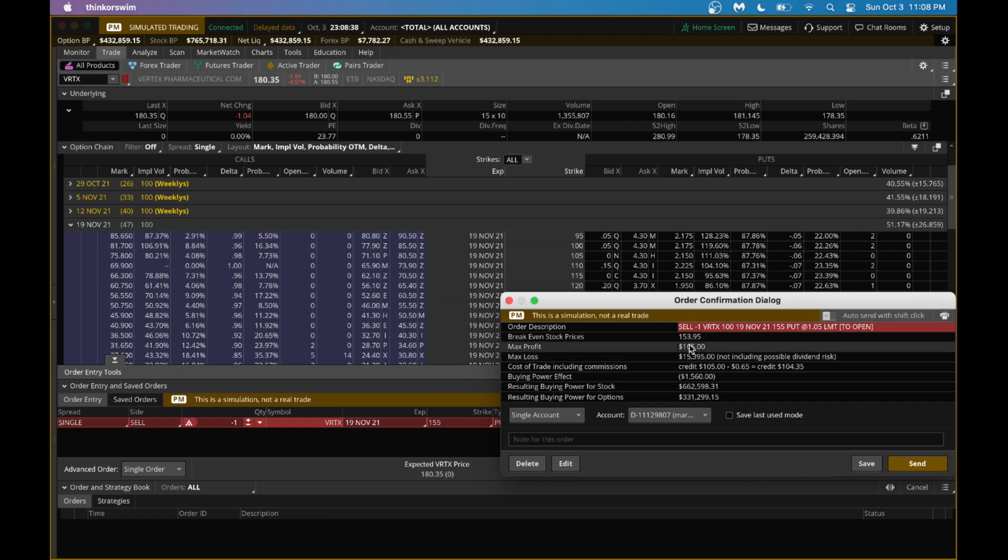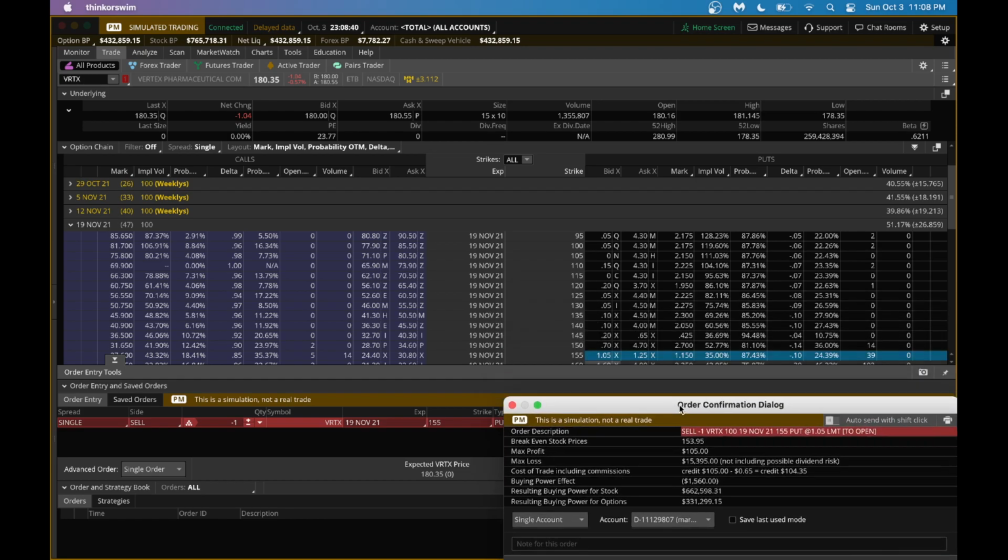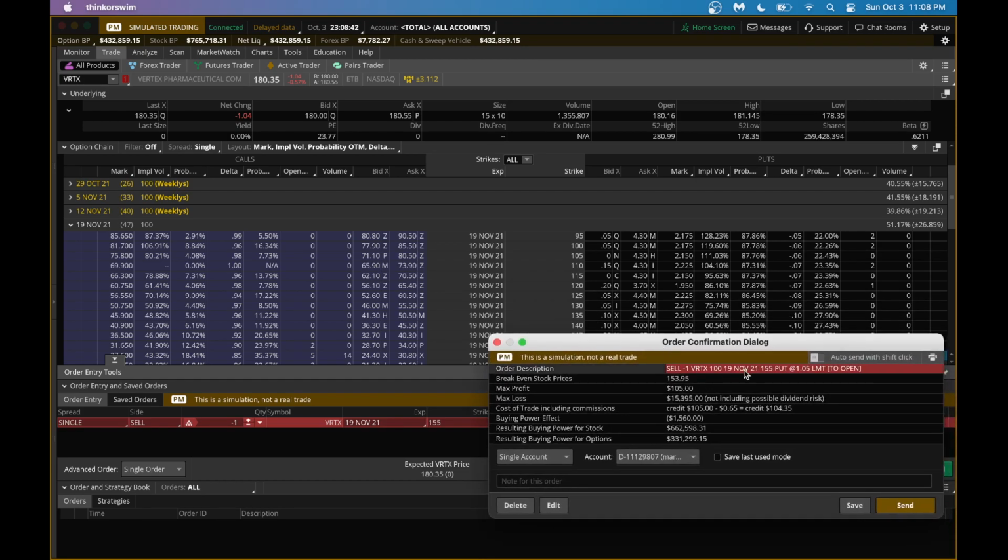But if the stock price stays above $155, that's where you sold the put option strike price, you get to keep your entire $105 that you earned. On the other hand, if the stock shoots up to $200, you can still keep your $105. You cannot earn more. That's why selling put options is a capped strategy. Profit is capped.